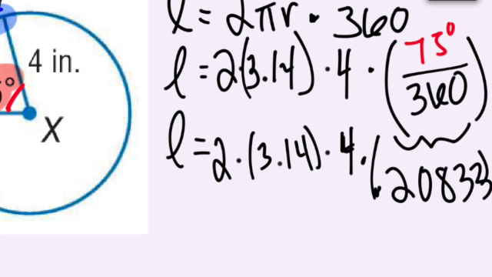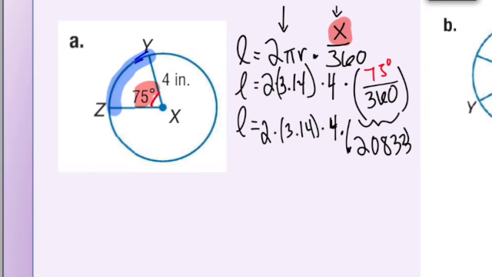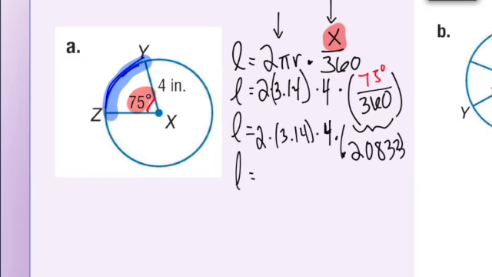So let's plug that all in. 0.2083333 times 4 times 3.14 times 2. And my arc length is equal to 5.23 inches.